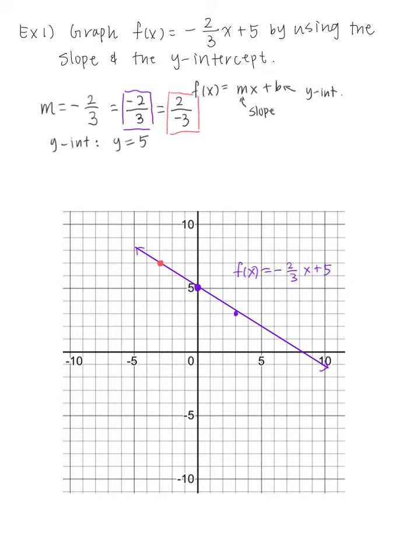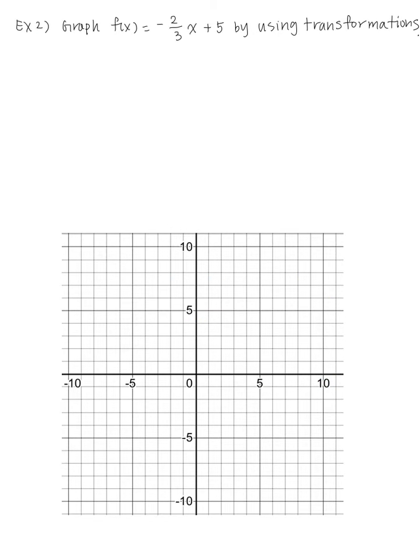All right, so then let's take a look at another example. Example 2: graph f of x equals negative 2/3 x plus 5 by using transformations. Now, this graph is exactly the same thing as in example 1, but we're just going to graph it in a different way. Now, when you're going to graph by transformations for a linear equation, always start out with your first graph to be, let's just call it, y1 equals x. So if you want to, you can just make a little chart with x and y. So let's call it y1.